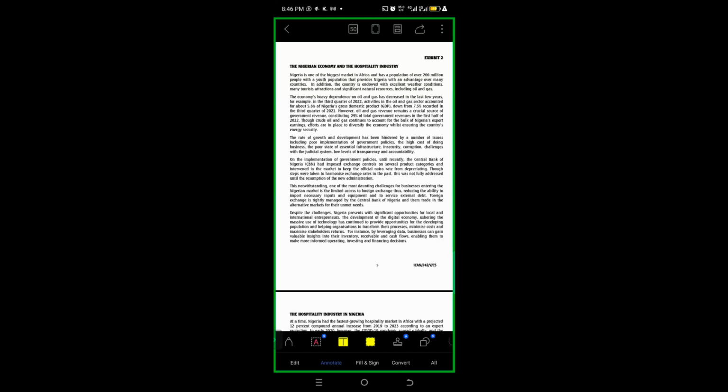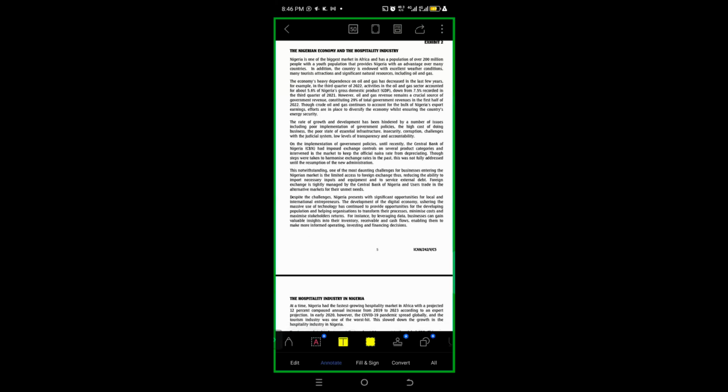Though steps were taken to harmonize exchange rates in the past, this was not fully addressed until the resumption of the new administration. This notwithstanding, one of the most daunting challenges for businesses entering the Nigeria market is the limited access to foreign exchange, thus reducing the ability to import necessary inputs and equipment and to service external debts. Foreign exchange is tightly managed by the Central Bank of Nigeria, and users trade in the alternative market for their unmet needs. Despite the challenges, Nigeria presents significant opportunities for local and international entrepreneurs.